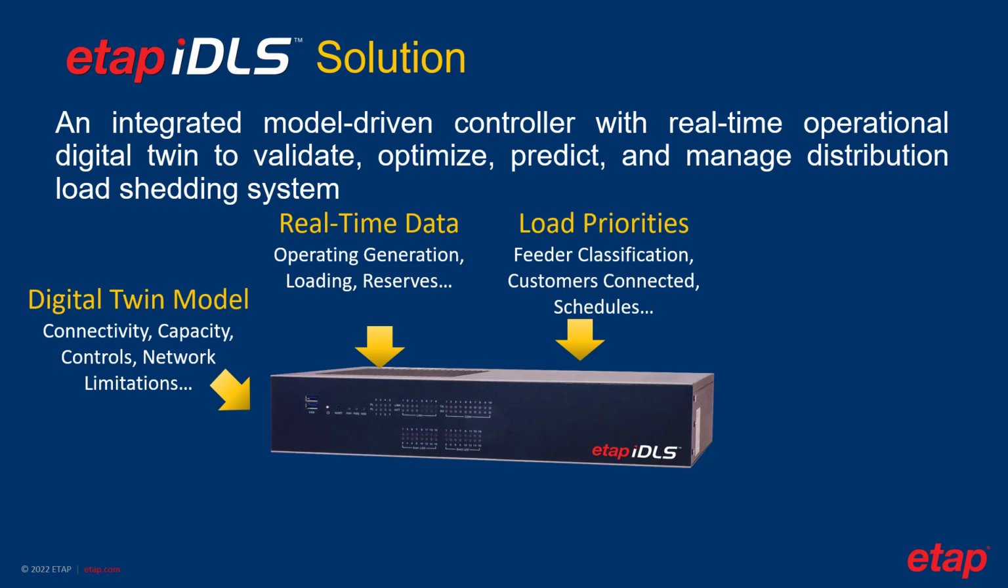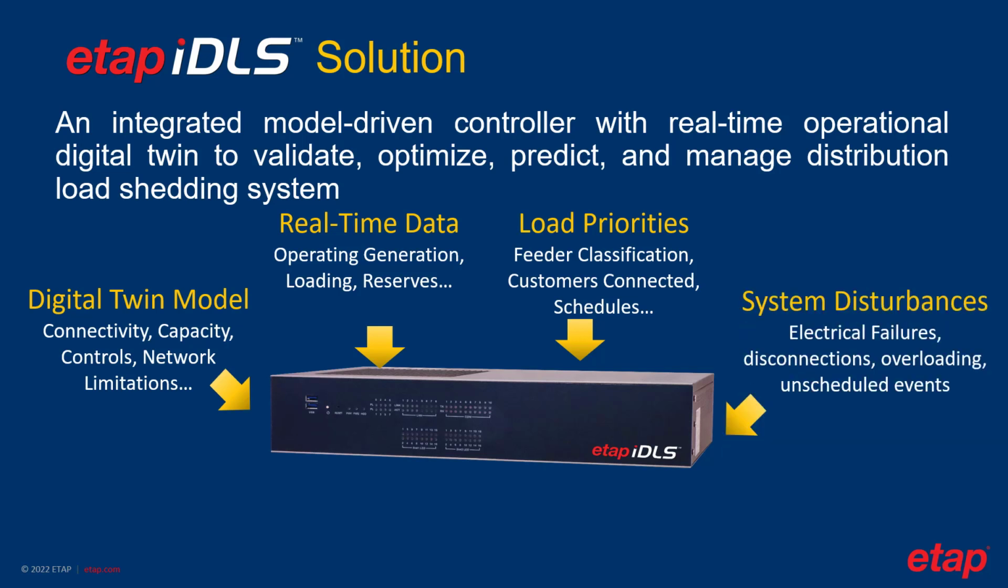Note that the ETAP controller can be configured to dynamically update these priorities as there are changes in generation, loading, or operating conditions. The final component will be the identification of system disturbances. This will indicate to the system all the events that it should be on the lookout for that can destabilize the grid or require load shedding.